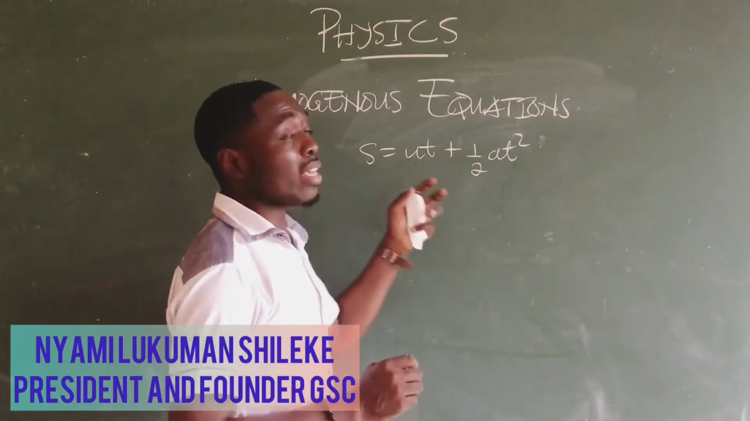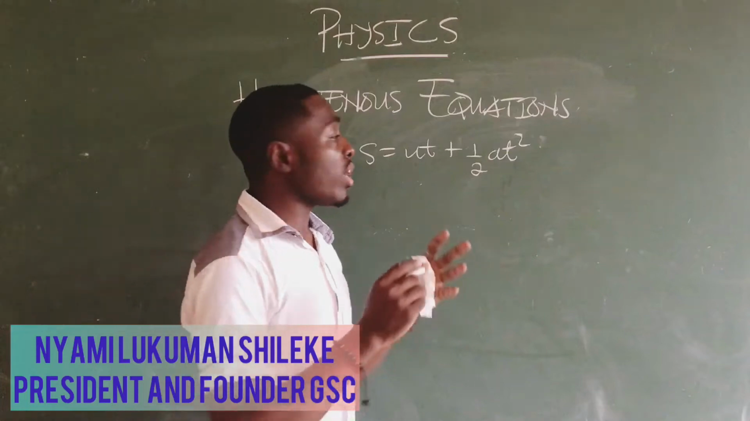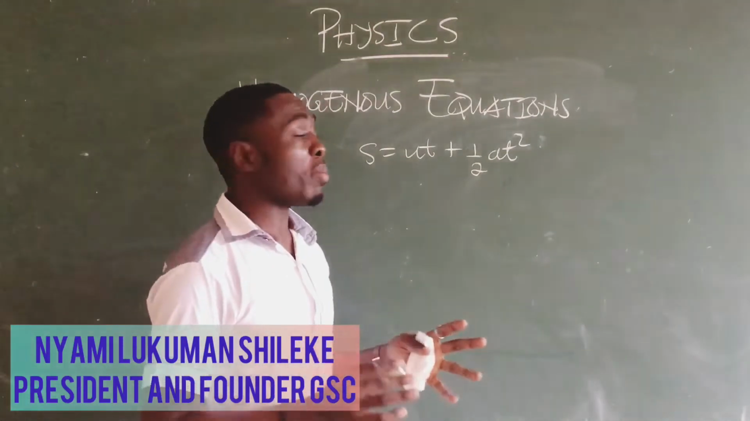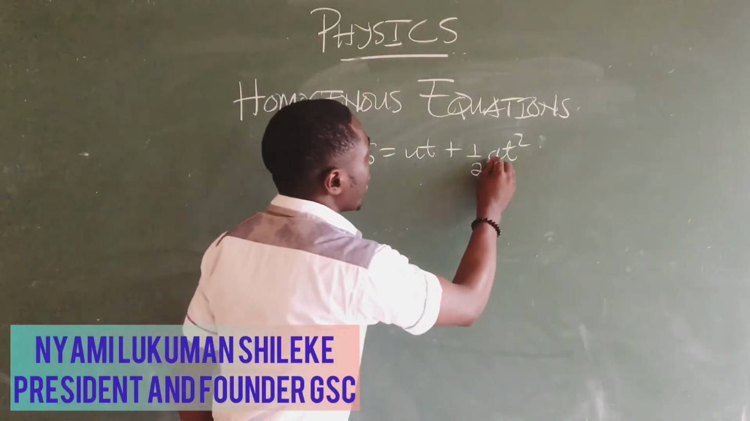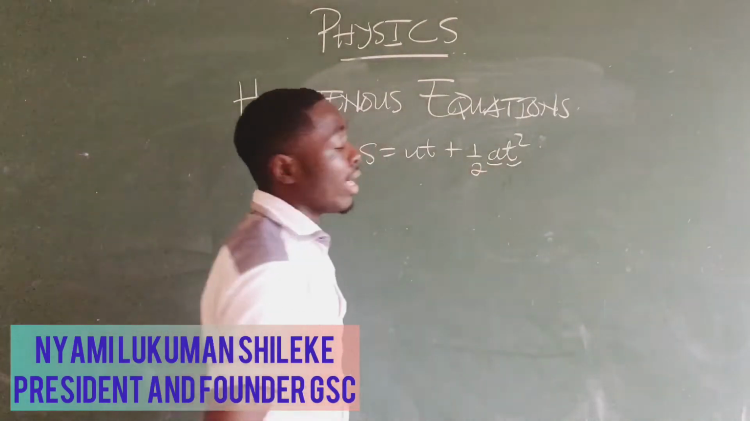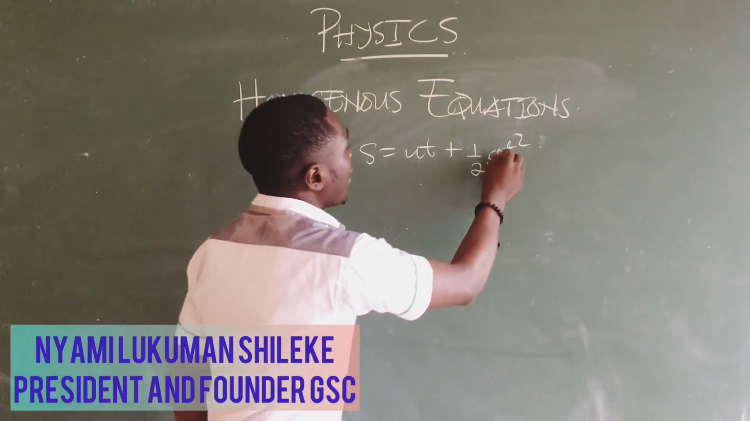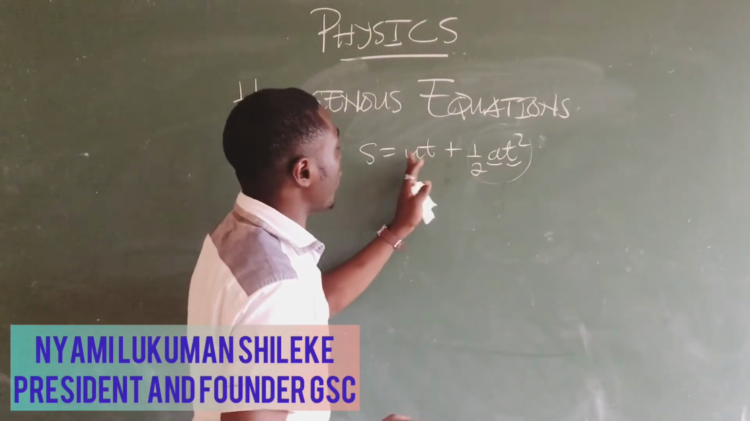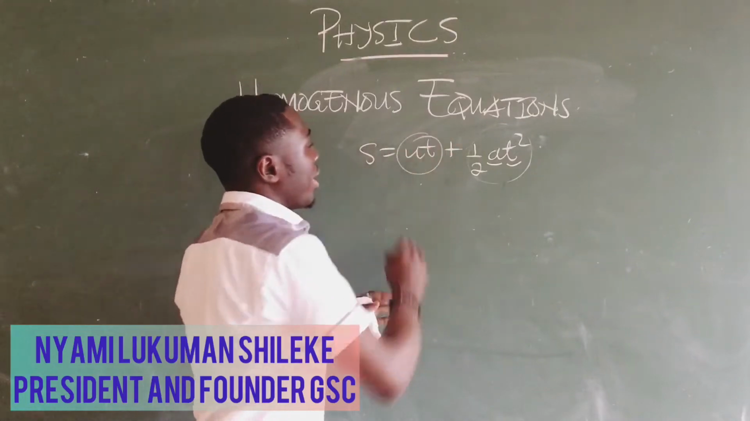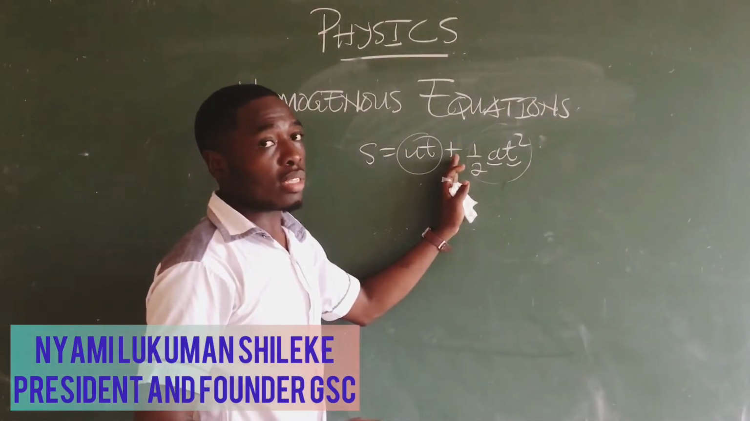So a quantity is different from a term. A term is separated from another term by an addition sign, okay? So this a and t squared are quantities. But half at squared is a term, alright? And it can only be separated from another term, that is ut, by an addition sign.